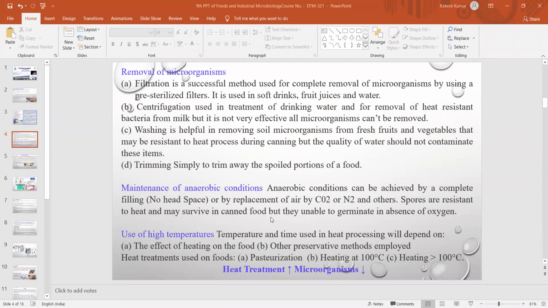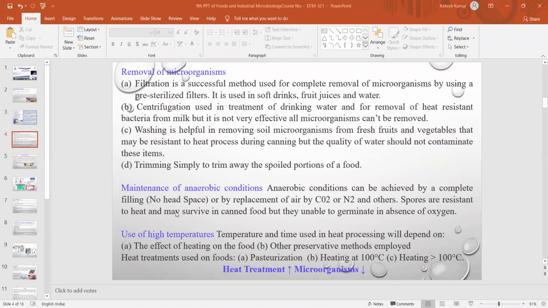Now, the maintenance of anaerobic condition is very important because, as all of you know, most of the microorganisms are microaerophilic or aerobic in nature. So if you are creating a negative atmosphere, that is, an anaerobic condition inside your system, automatically it will restrict the growth of different kinds of aerobic as well as microaerophilic microorganisms. And you can replace the head space with carbon dioxide or nitrogen, which can be used in different kinds of food items.